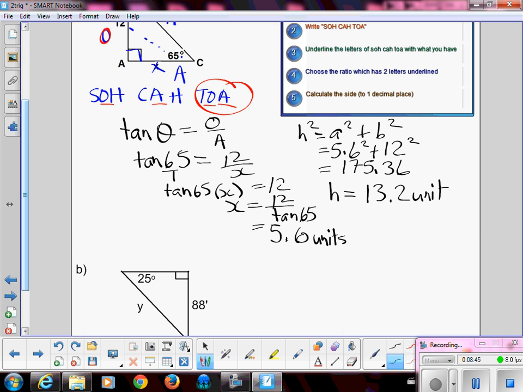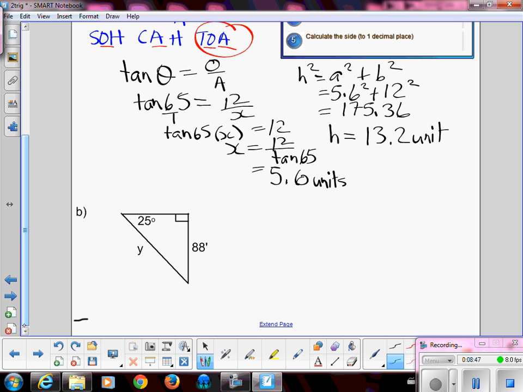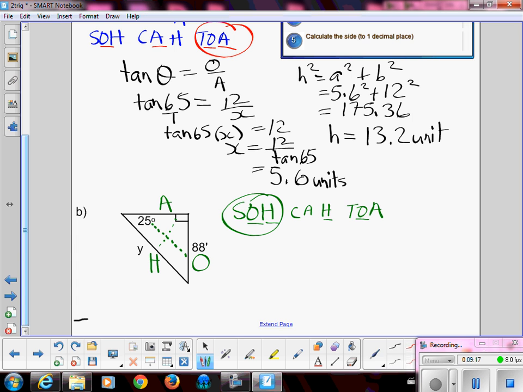Okay, one more question. This time I think we're just going to find y instead of all of them. Same thing. First step, I need to label my triangle. Here's my hypotenuse. Opposite of 25 is opposite, and then I have adjacent. Again, I'm going to write down SOHCAHTOA. Some of you are probably able to do that in your head, and that's fine. I have 88 feet, which is the opposite, and I want to find the hypotenuse.